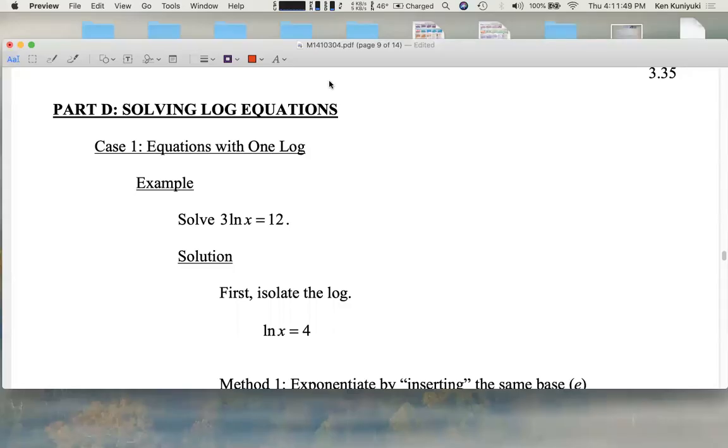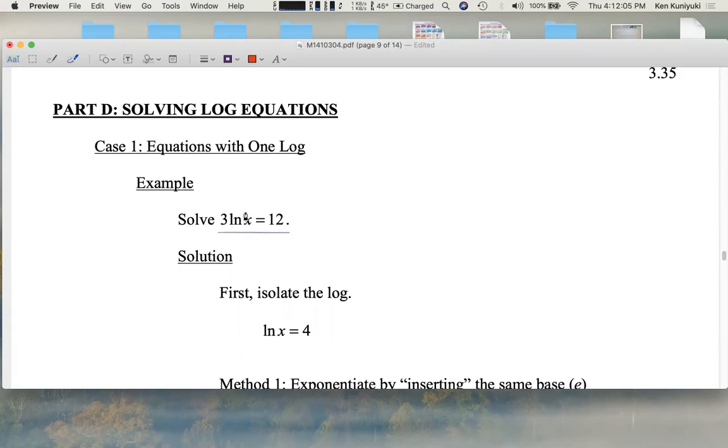Hi everyone. Now we're going to solve some logarithmic equations. We're finishing up 3.4 and 3.5. Okay, so in case 1, we're going to deal with equations with one log expression. Something like this: 3 ln of x equals 12.